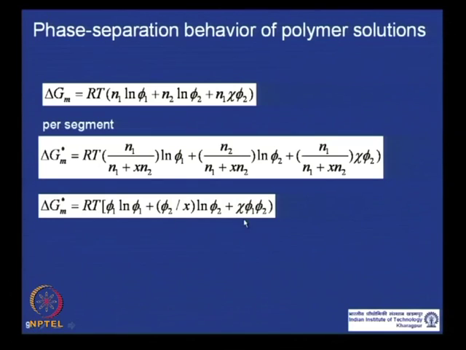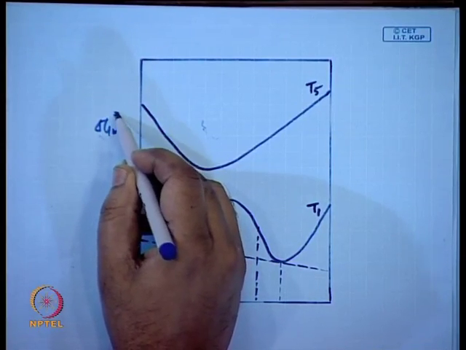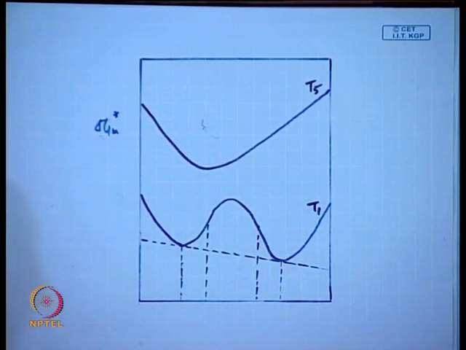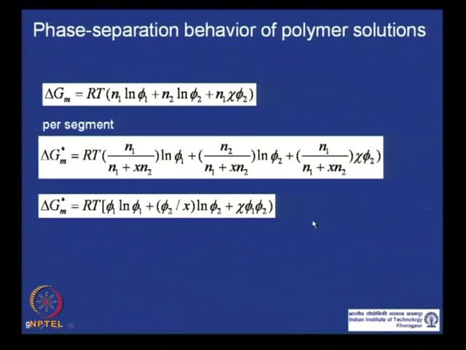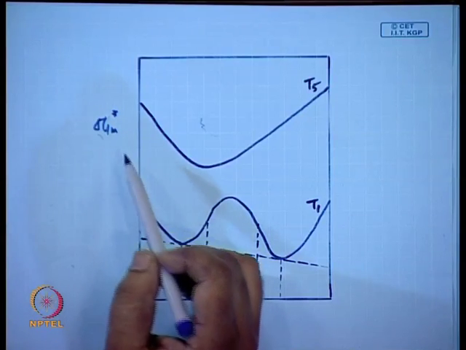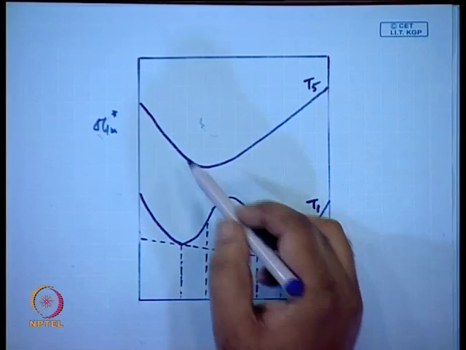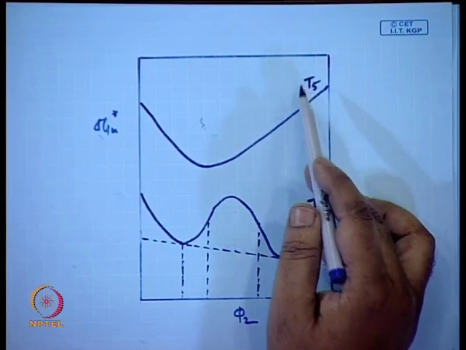Now, this gives the behavior of how the Gibbs free energy of mixing per segment varies with one of the compositions. In this case phi 2, since phi 1 can be converted to phi 2 easily. So, if you plot del G mixing per segment, you can get it from the expression we just saw. This expression will give two general types of variation of the Gibbs free energy with, in this case, phi 2, the volume fraction of the polymer. Now, let us consider this case, where the temperature is T 5.